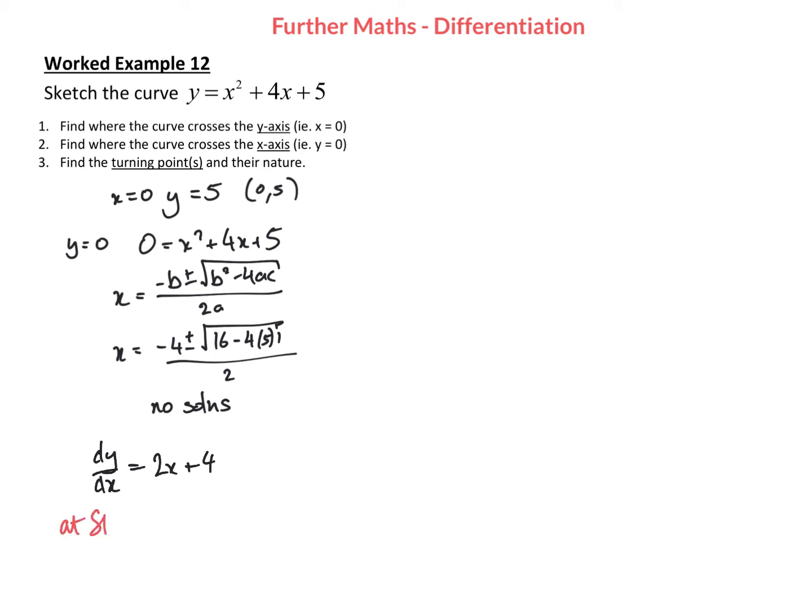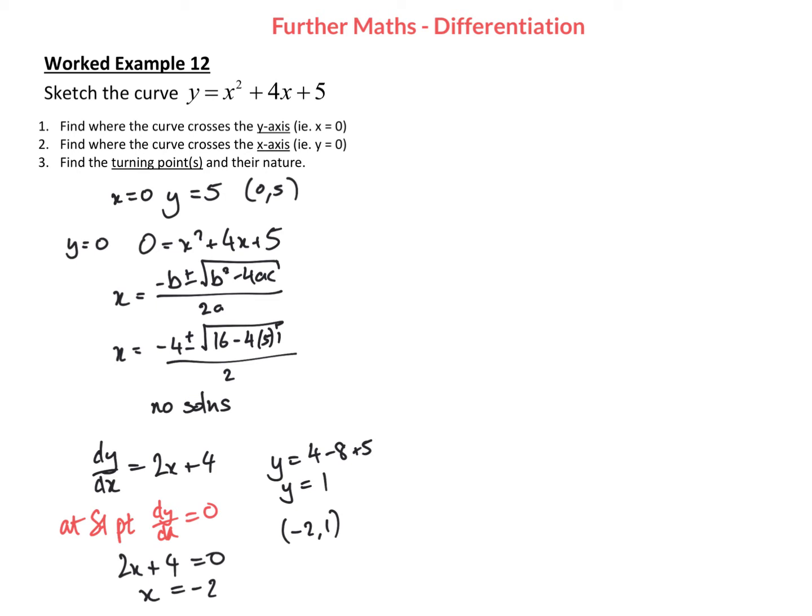And at our stationary points, we know that dy by dx is 0. So 2x plus 4 equals 0, and so x is equal to minus 2. And if x is minus 2, y is equal to, well, minus 2 squared is 4, minus 8 plus 5, well, y equals 1. So our stationary point is at minus 2, 1.